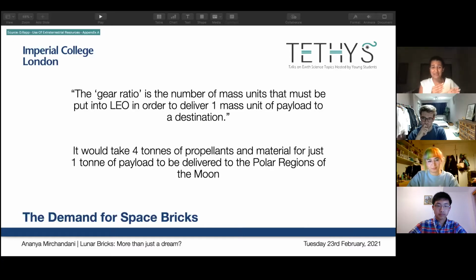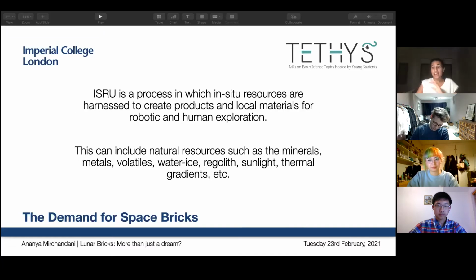Hence, with this massive ratio, it is so important for us as aspiring scientists to cater and consult engineers to be more mindful, especially for construction and economic purposes of space exploration. And this is done as we rely on ISRU.